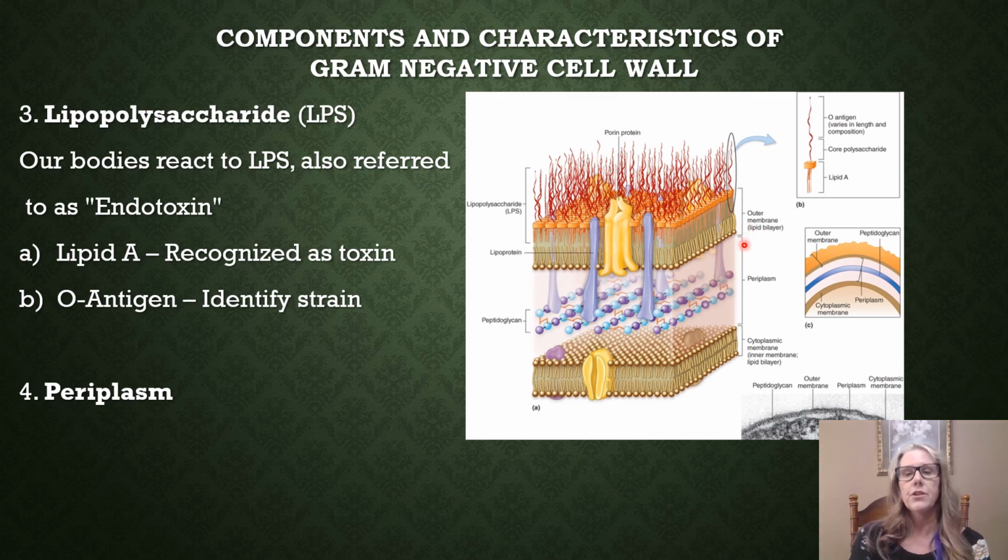So gram-negatives do have a thin peptidoglycan layer. They have the outer membrane. They have some pretty significant molecules associated with that outer membrane, lipopolysaccharide. And the last thing I want to point out to you about the gram-negative is the periplasm. So it has periplasm surrounding that peptidoglycan layer. So we're going to find periplasm between the cytoplasmic membrane and that outer membrane in gram-negatives.